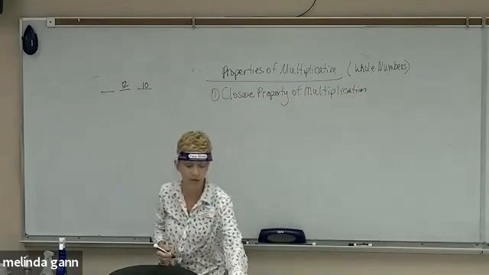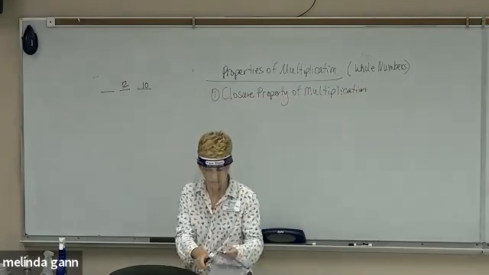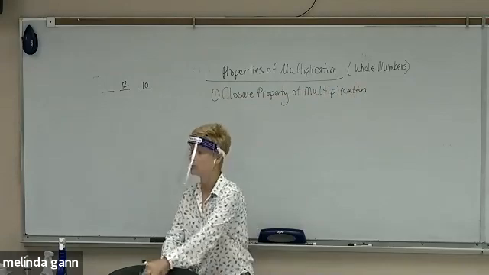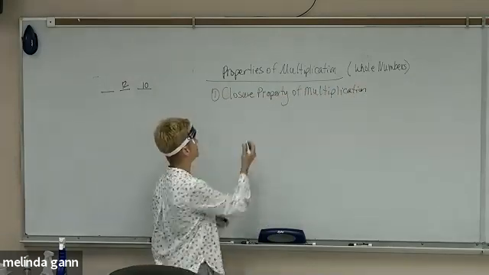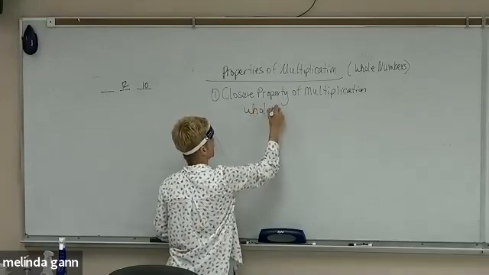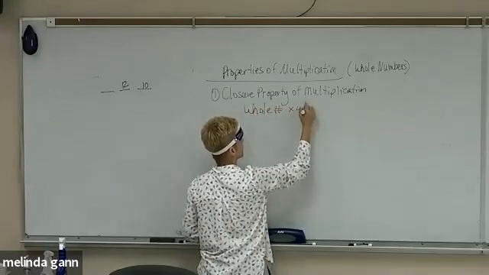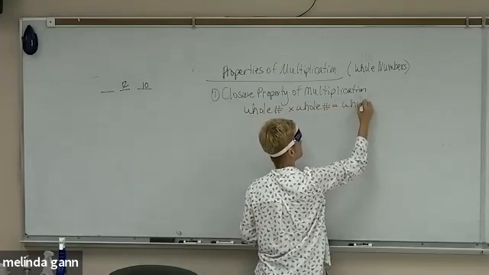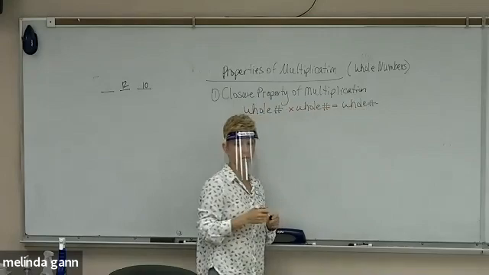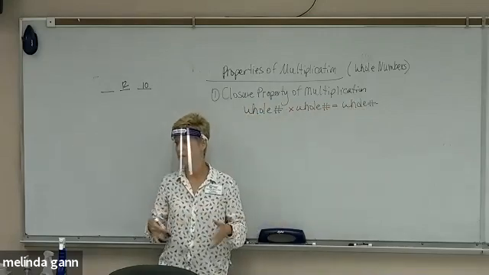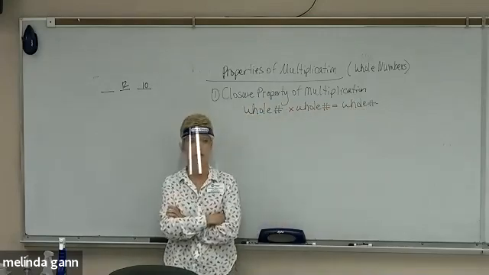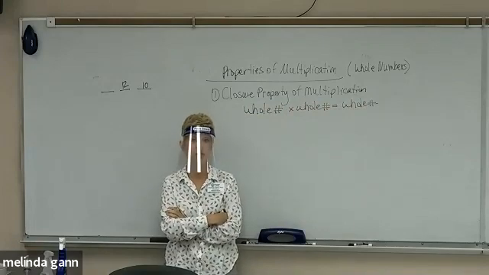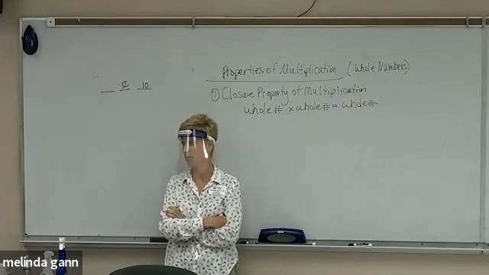So what do you think that would mean? That a whole number times a whole number is going to equal another what? A whole number times another whole number is going to equal another whole number. 2 times 11 is 22, and that's a whole number. 0 times 5 is 0, that's a whole number. 100 times 100 is 10,000, that's a whole number.